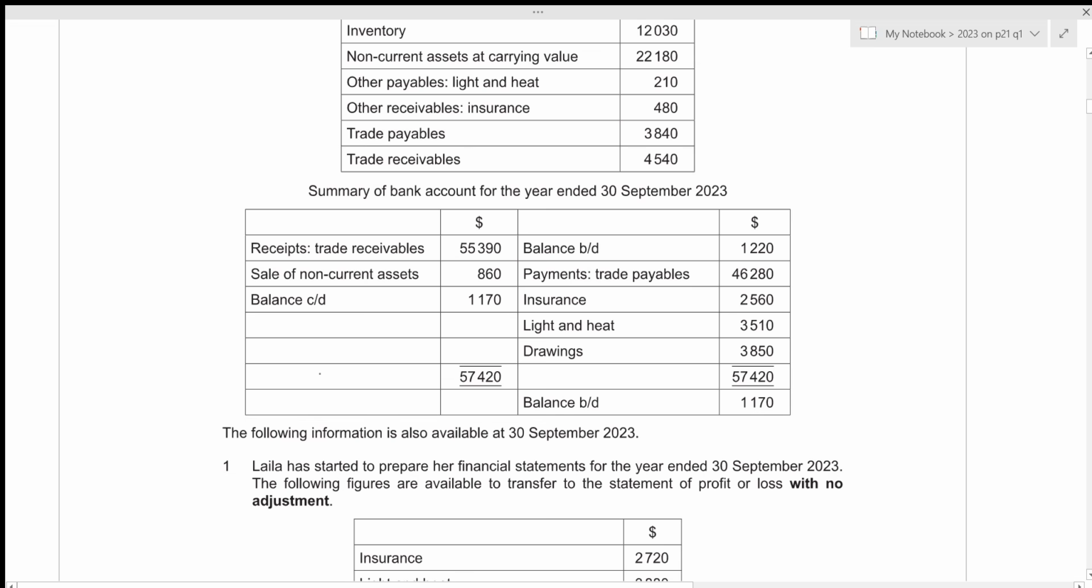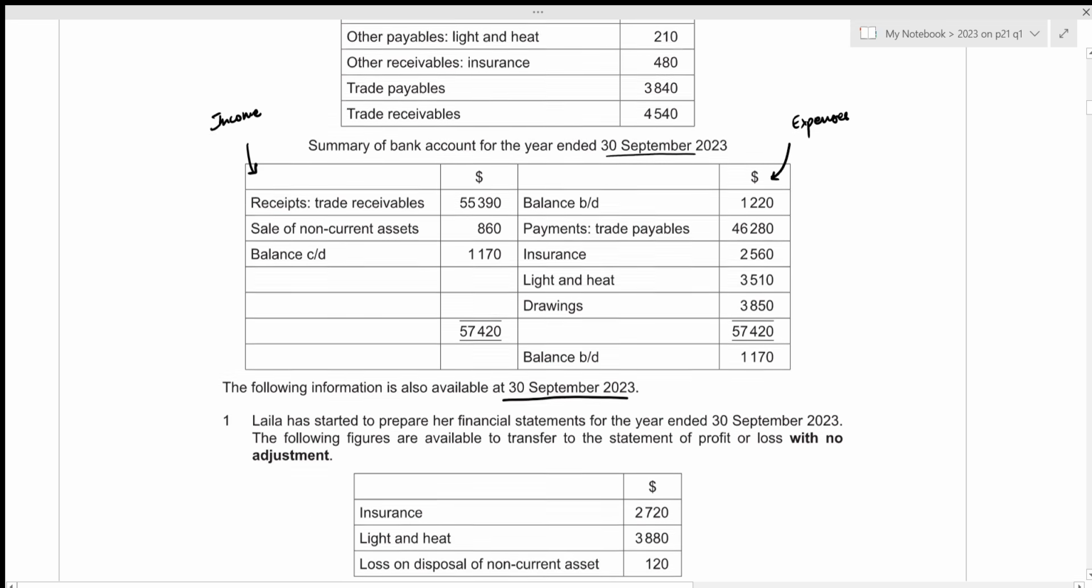We also have the summary of bank account for the year ended 30 September 2023. And whenever we're talking about bank account, our debit side will represent all of our receipts or income, and our credit side will represent all of our payments or expenses. Okay, then the following information is also available at 30 September 2023. This is again at the closing date.